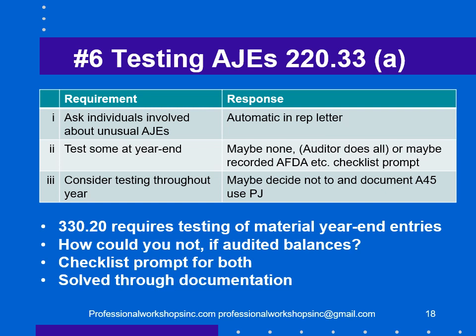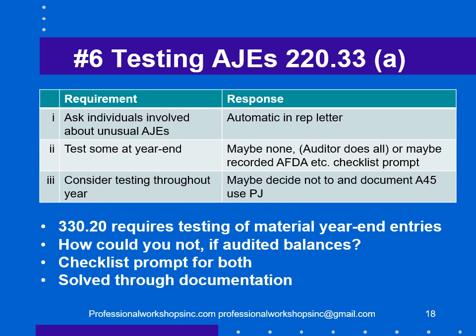Number 6, testing journal entries, adjusting journal entries. 220-33A, a very confusingly written paragraph, and one that a lot of people perhaps don't understand, and they respond with documentation, not performance, and not assessment of the risk of material misstatement. So the first requirement is ask individuals involved in the process about unusual adjusting journal entries. Automatic. Put that in the rep letter. We haven't observed any unusual journal entries. Automatic, every client. Have a checklist prompt. It's in the rep letter.